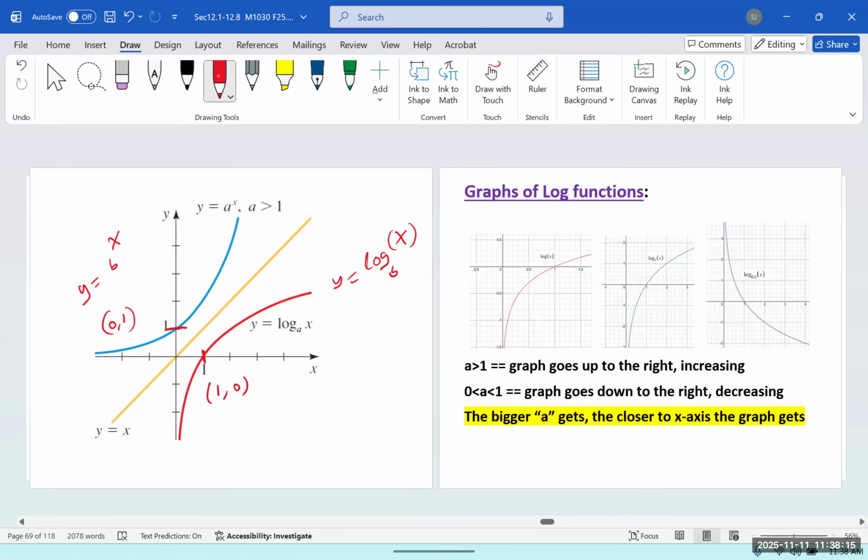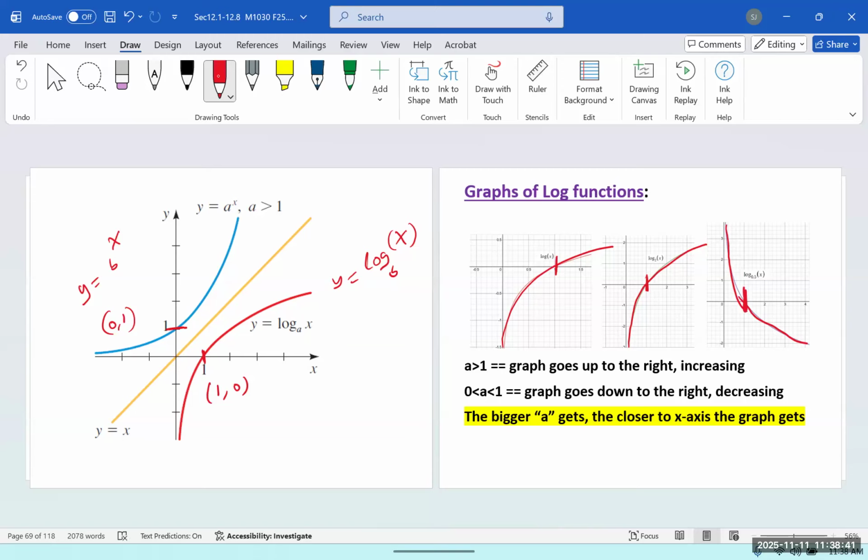For the logarithmic graph, it goes through the x value 1. Every log graph which doesn't have any transformations will go through the x value 1. Now, depending on what your base is, you get a different shape.